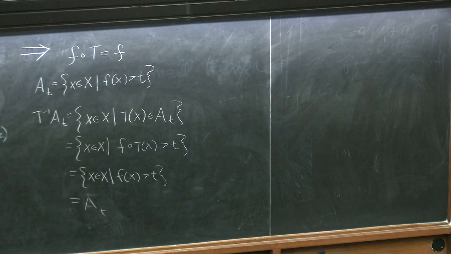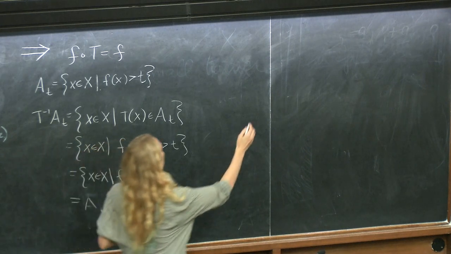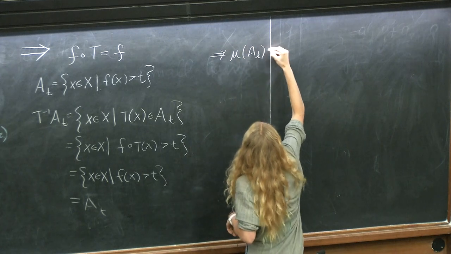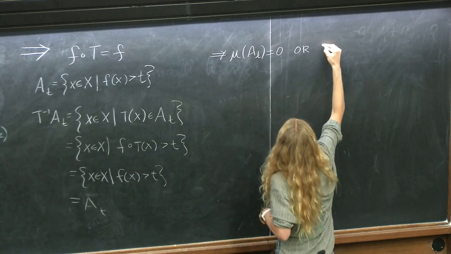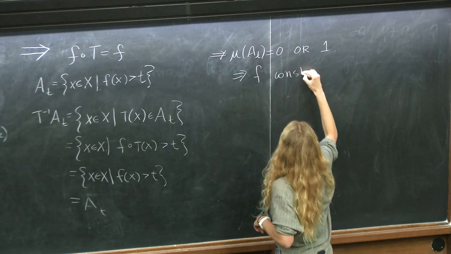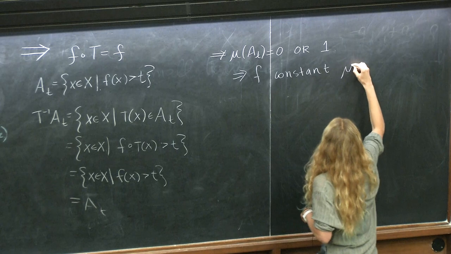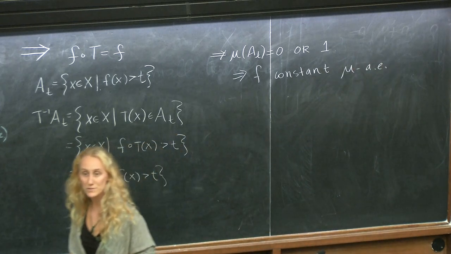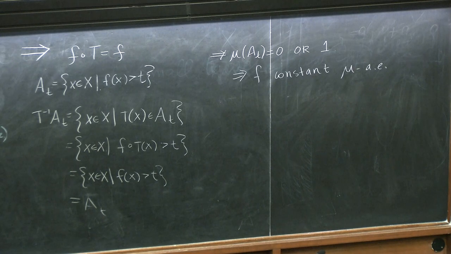Okay? So these are indeed invariant sets, which is good news for us because that means that mu of A is 0 or 1, which implies F constant. Okay, so we have proved the first direction. Is it clear? Okay, let's prove the other direction.